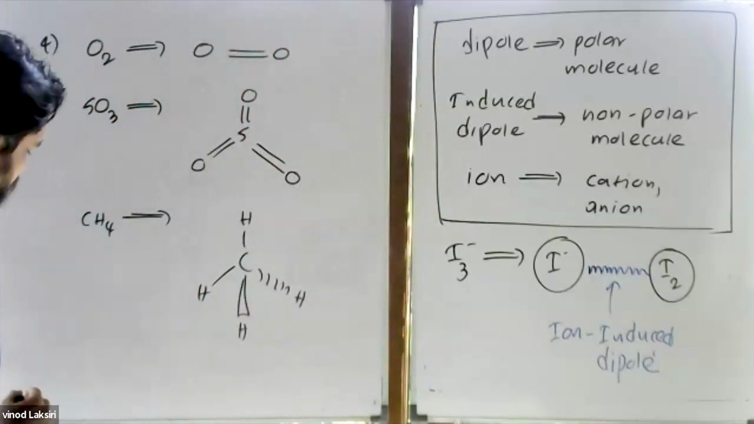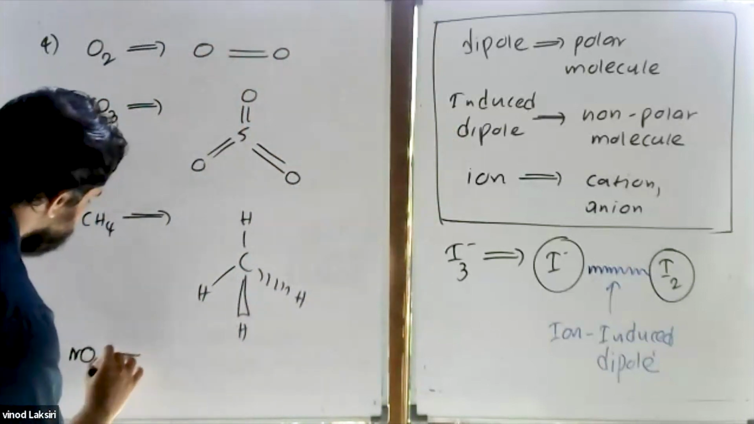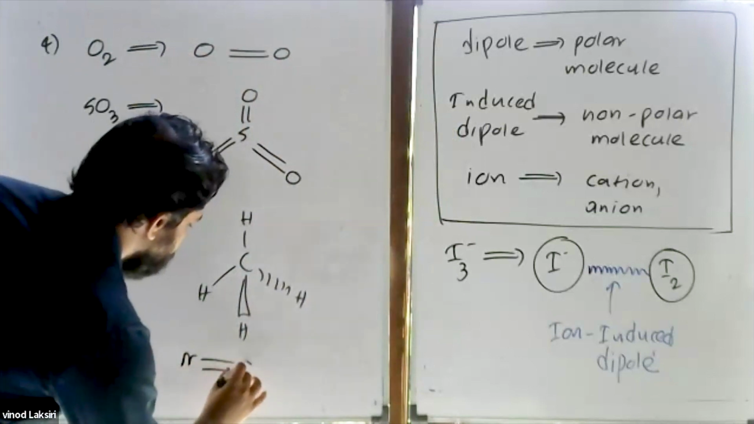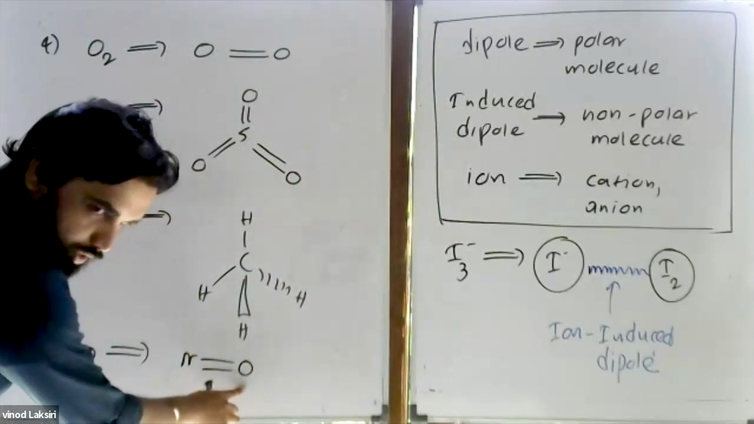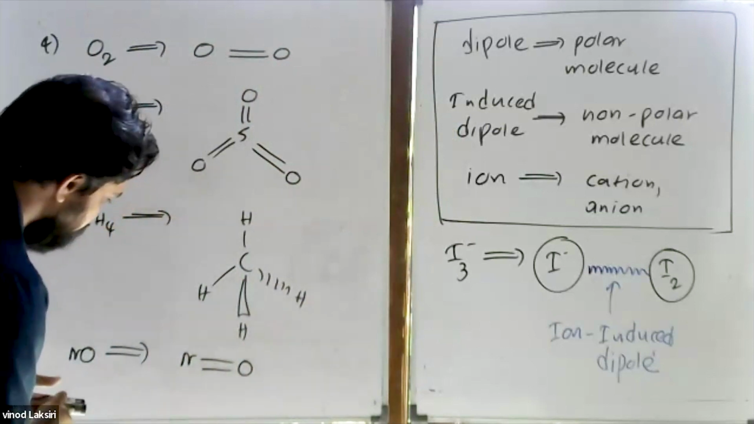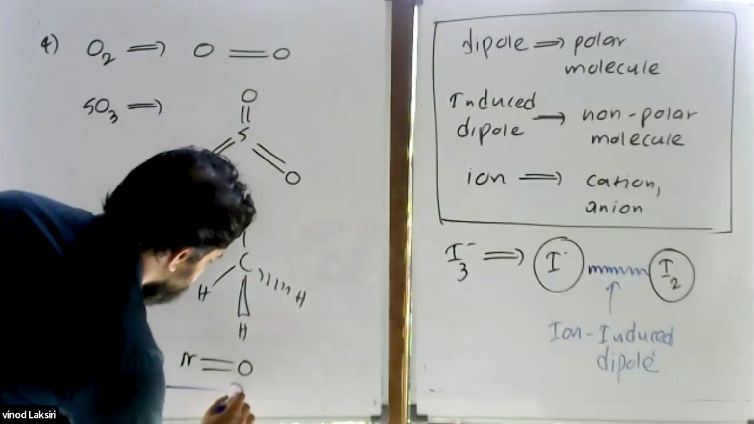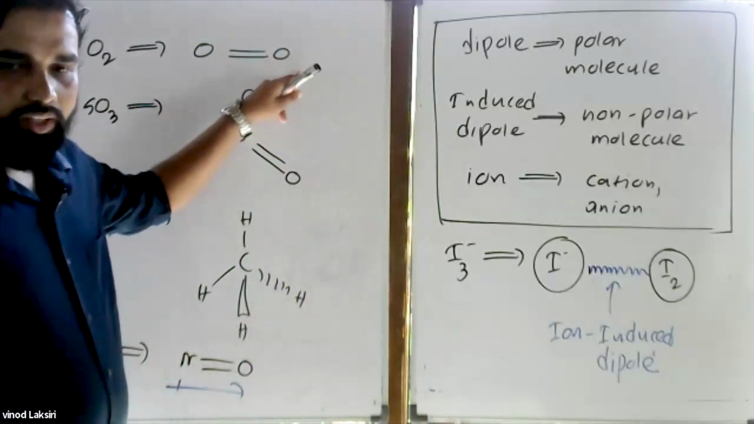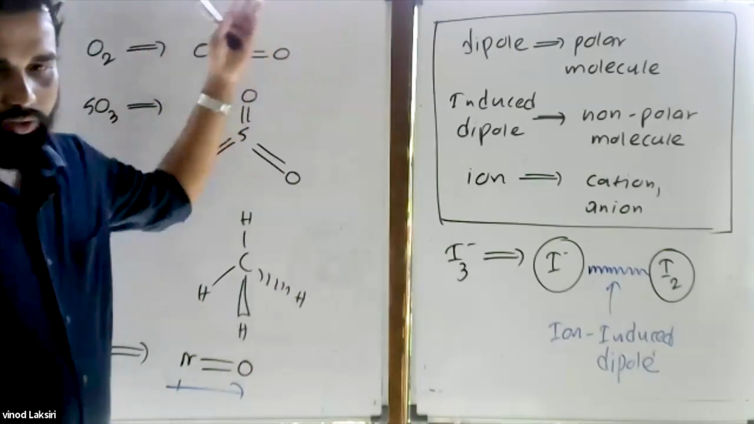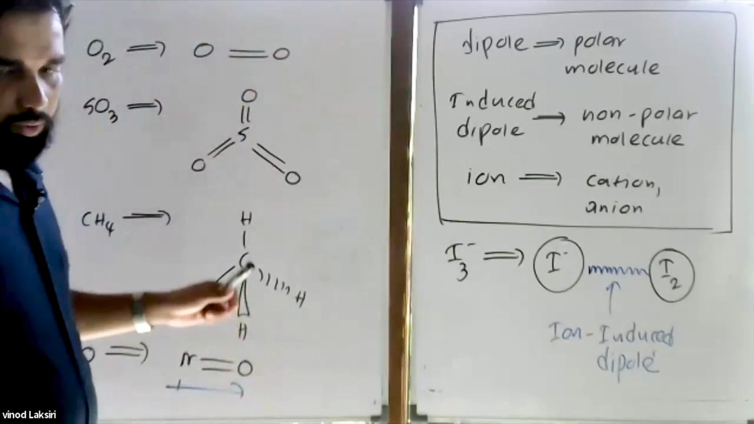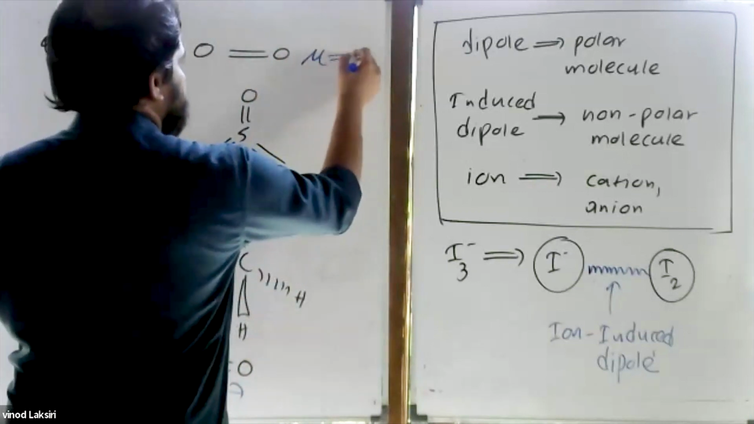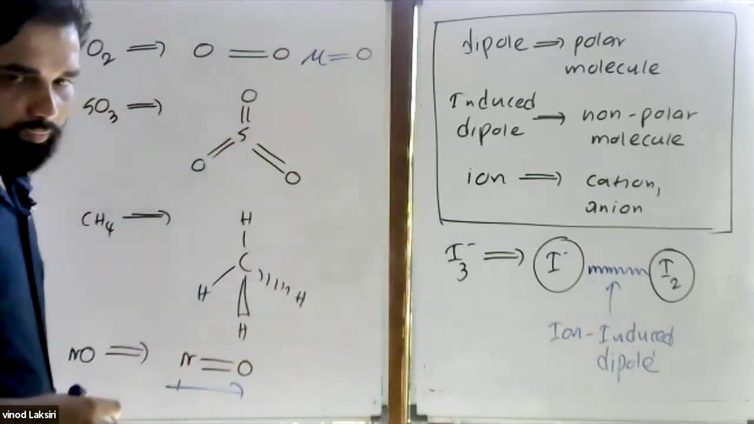Like NO: when we consider NO, there are two atoms and both are different, therefore this is polar. Because of this structure, the electronegativity of oxygen is higher than nitrogen, therefore the dipole moment is in this direction. In O2, the electronegativities are equal, therefore in this direction or this direction there is no dipole moment, so this is a non-polar molecule, dipole moment is zero. We represent it as mu equals 0, right?